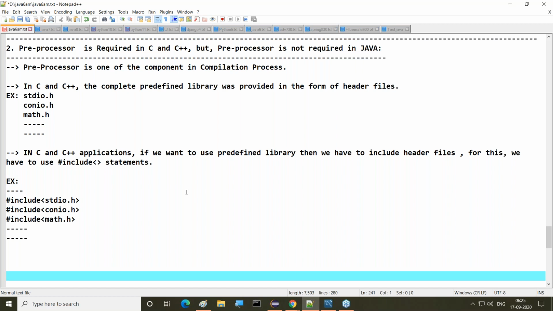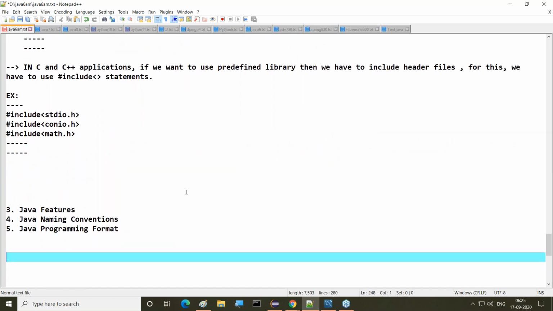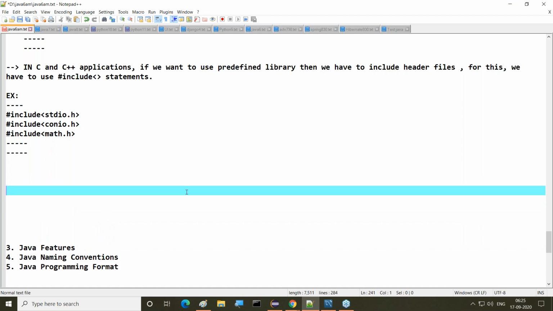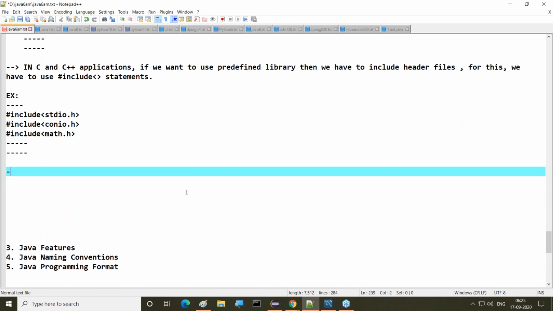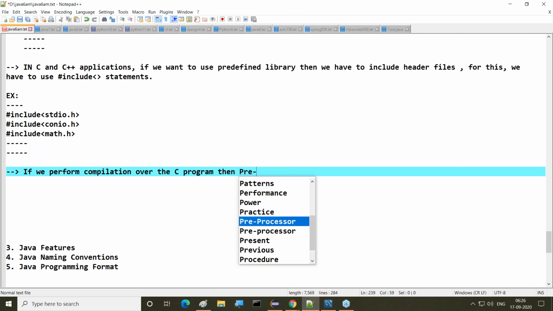Good, that's fine. Now I'm asking one question to all of you guys. Try to understand it. Simple point. For example, I prepared a C program, and inside the C program I included hash include statements. I have written them. Now if you perform compilation over the C program, C or C++, whatever it may be, then what is the role of the preprocessor?